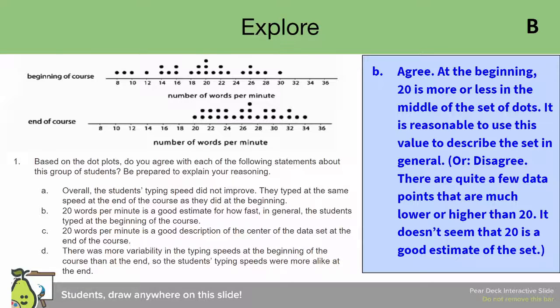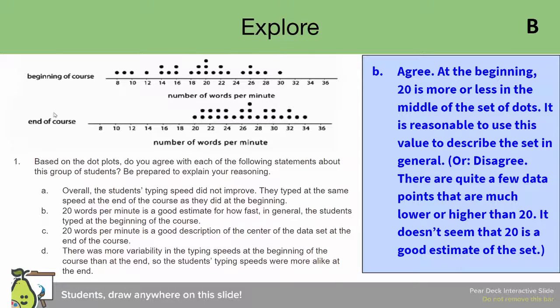But believe it or not, you could actually also disagree, and this is what you can say. You disagree because there are quite a few data points that are much lower or higher than 20. It doesn't seem that 20 is a good estimate of the set. All right, so you can go either way.